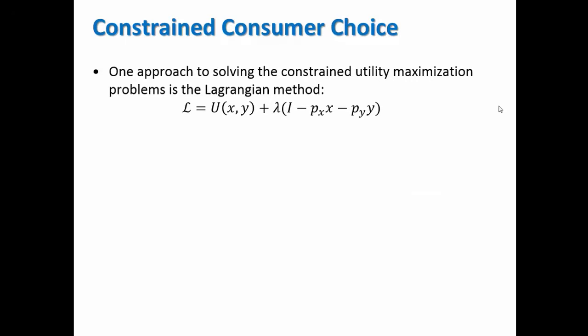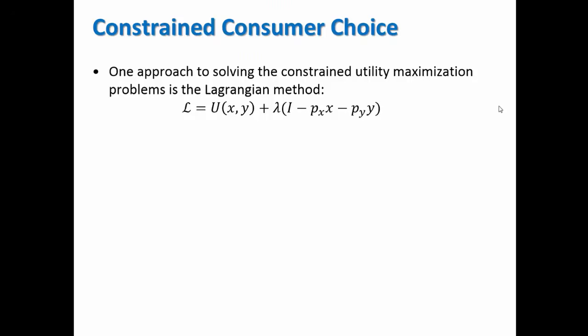One approach to doing this math is called the Lagrangian method. The Lagrangian method is a way of taking the objective function, here the utility function, again the objective is to maximize utility, taking the objective function and the constraint, the budget constraint in this case, and combining them into one equation that then itself has to be maximized.